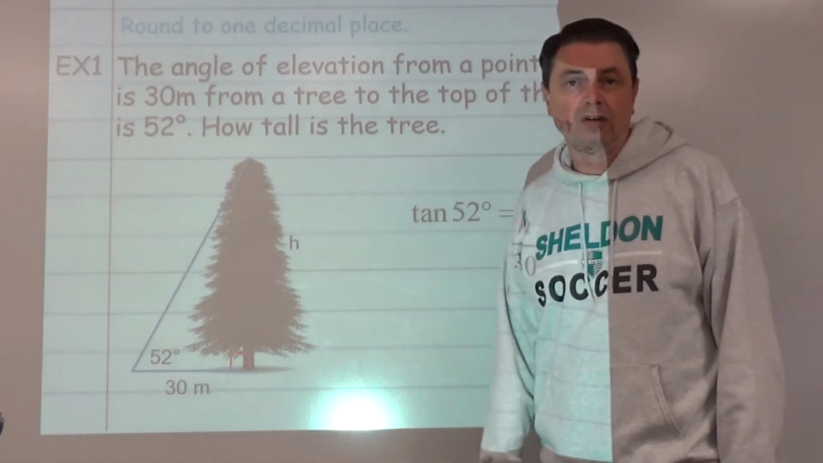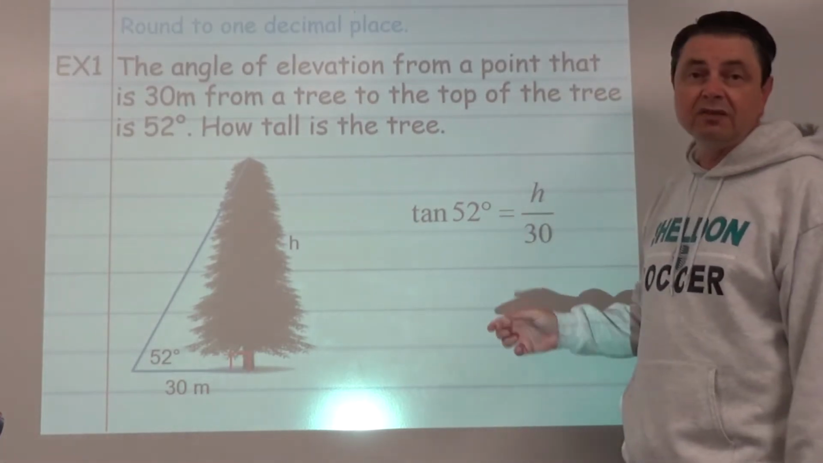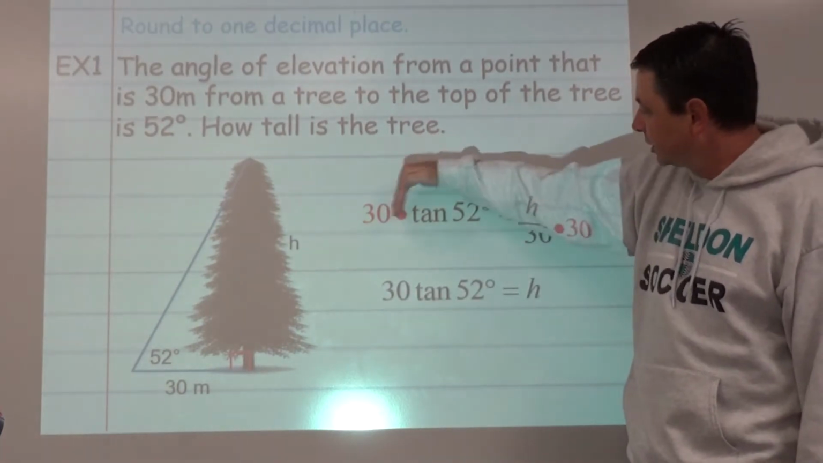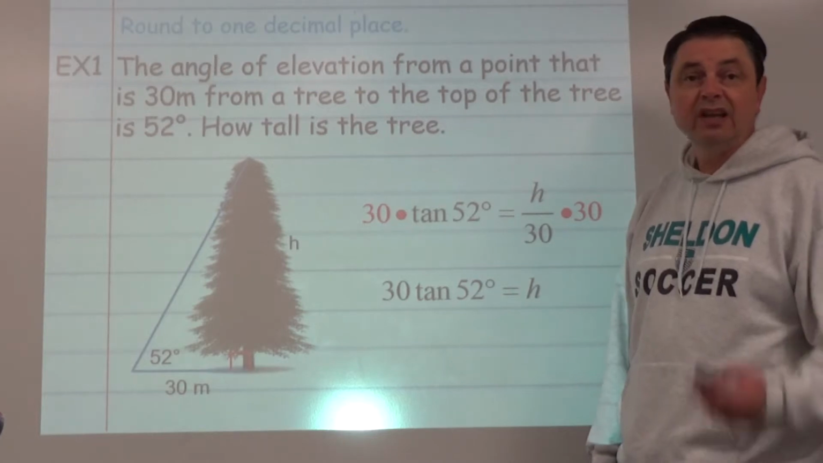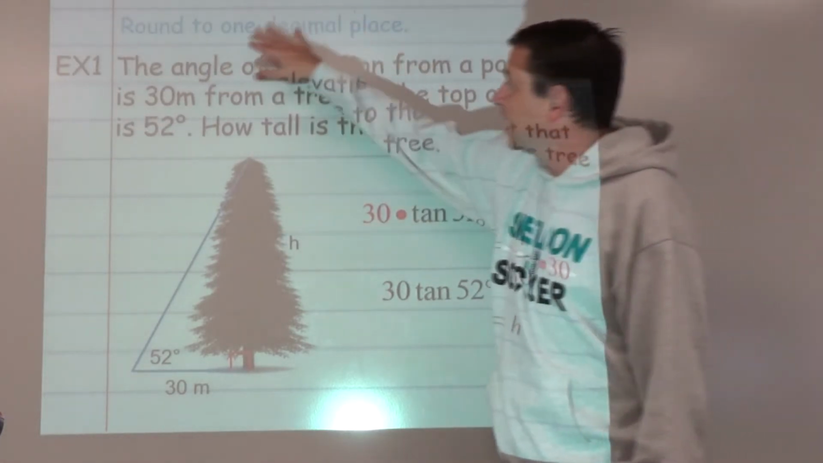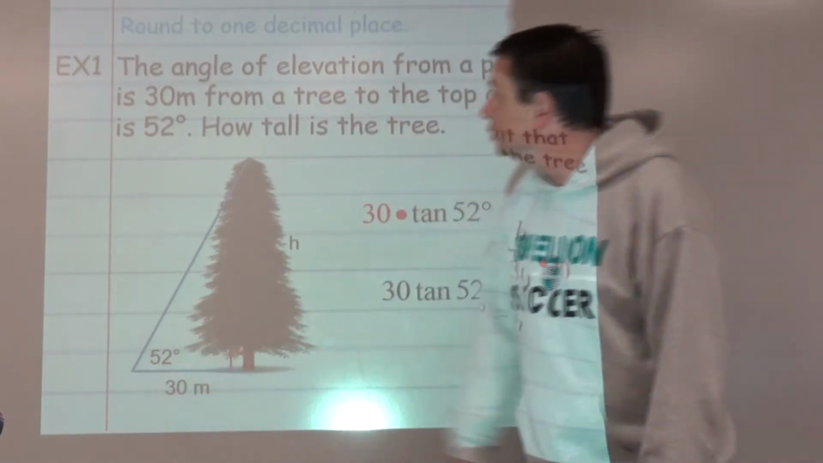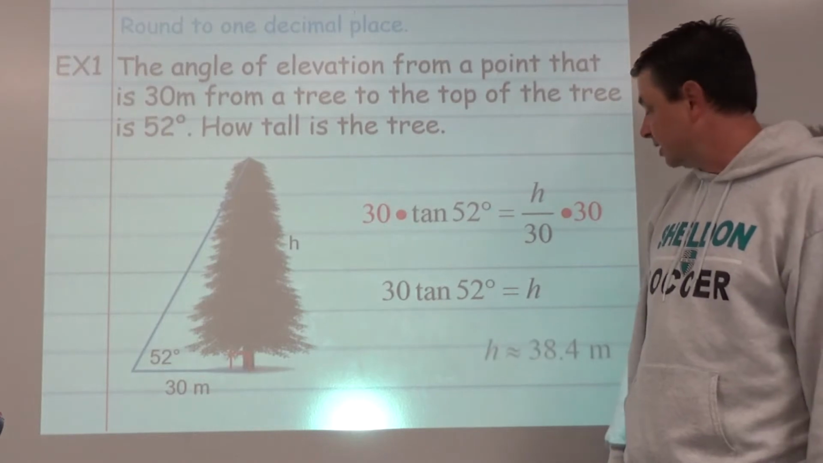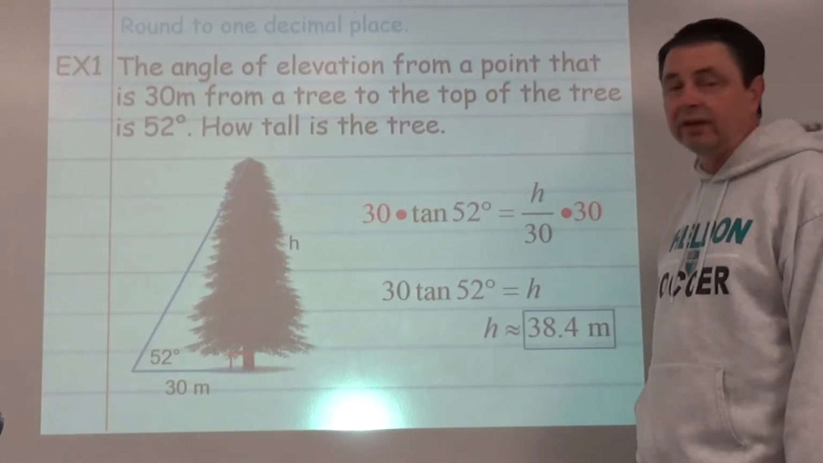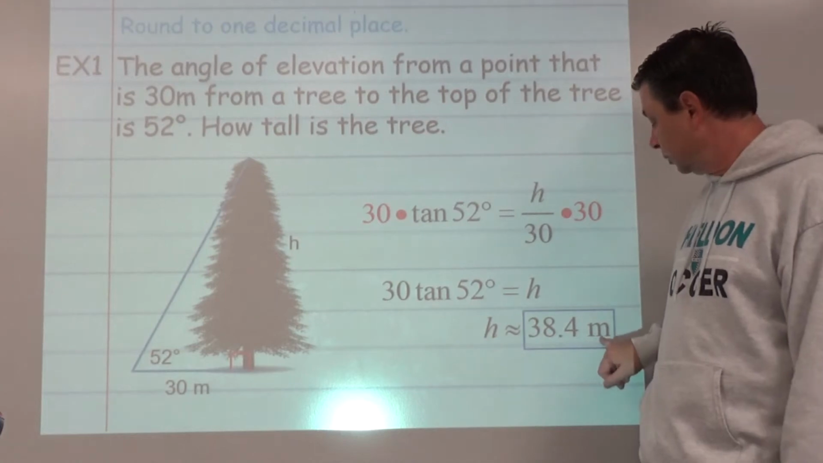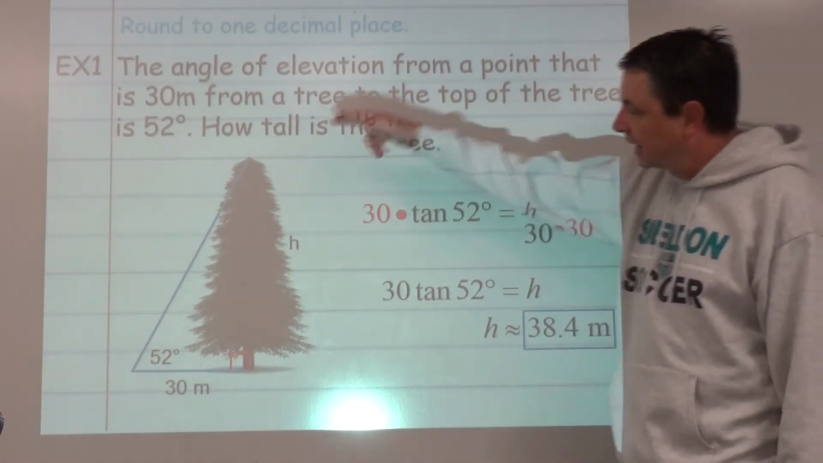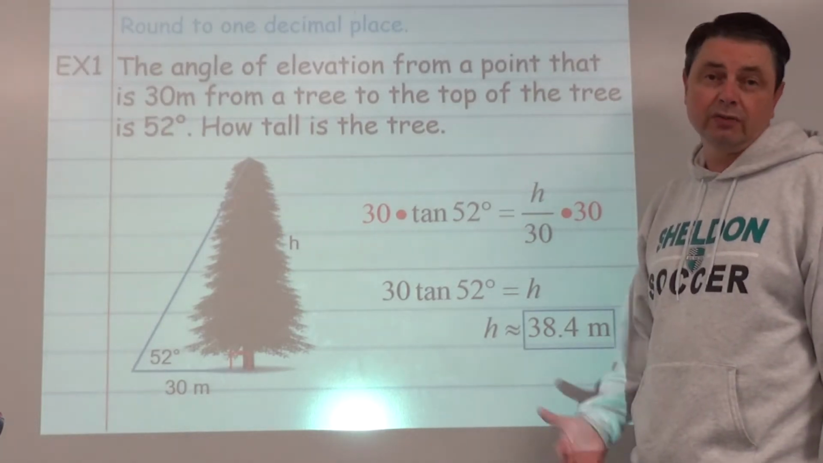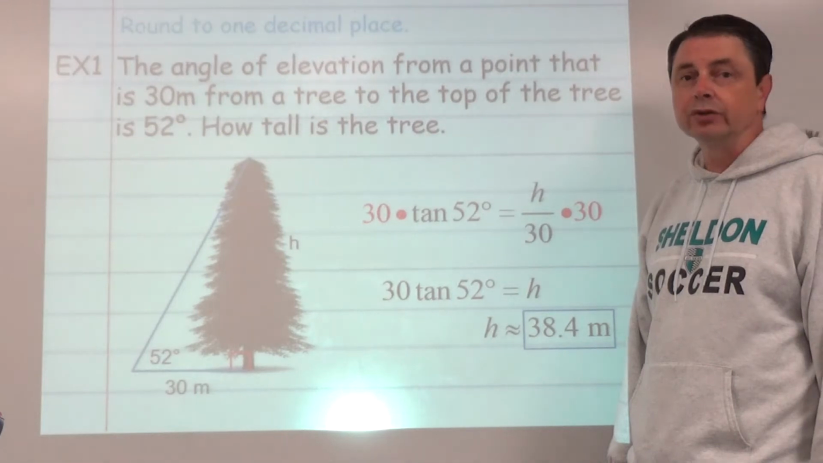And then it just becomes a solve. We're going to solve for h. We're going to undo the divide by 30 by multiplying both sides by 30. h is equal to 30 times the tangent of 52 degrees. Type that into the calculator. We're going to round to 1 decimal place and use our units. So that's approximately 38.4 meters, the height of the tree. A little bit more than 100 feet tall, if we talk in standard units of measure.